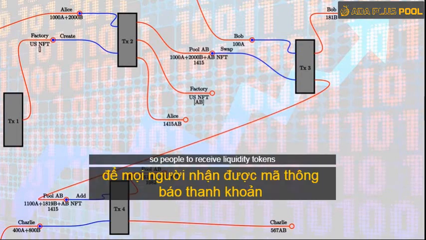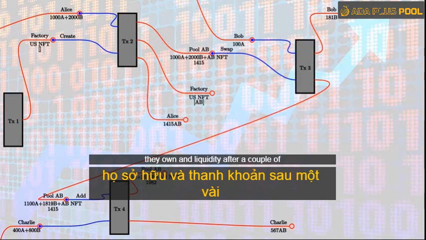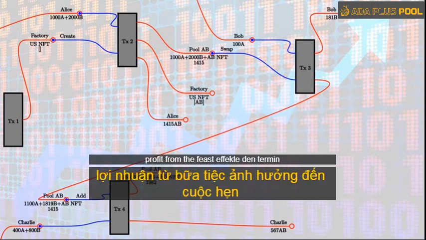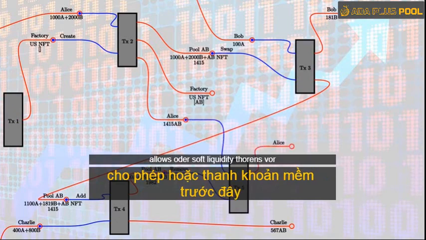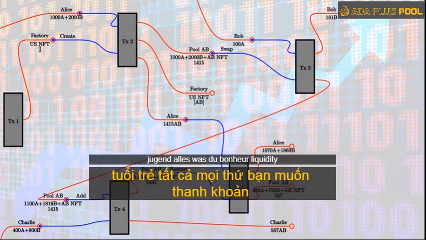So people should receive liquidity tokens proportional to their contribution. But if they only add liquidity after a couple of swaps have already happened, then they shouldn't profit from the fees that have accumulated in the meantime. The next operation we look at is called remove, and it allows owners of liquidity tokens for a pool to burn some of them. So in this example, let's assume that Alice wants to burn all her liquidity tokens.